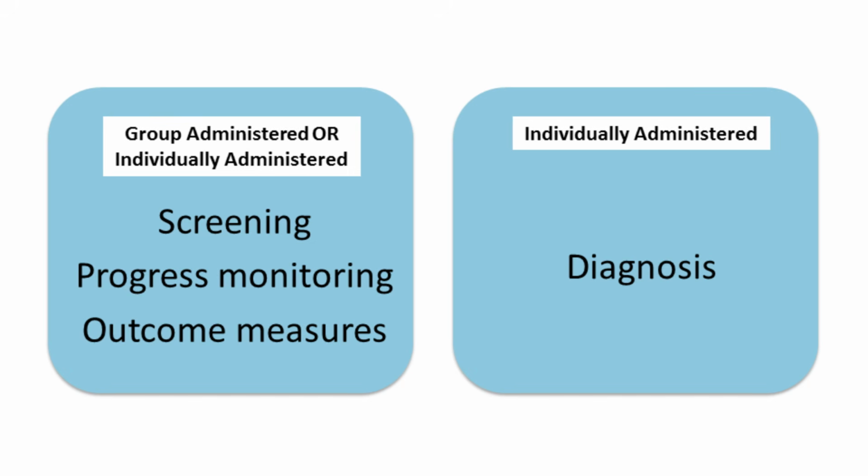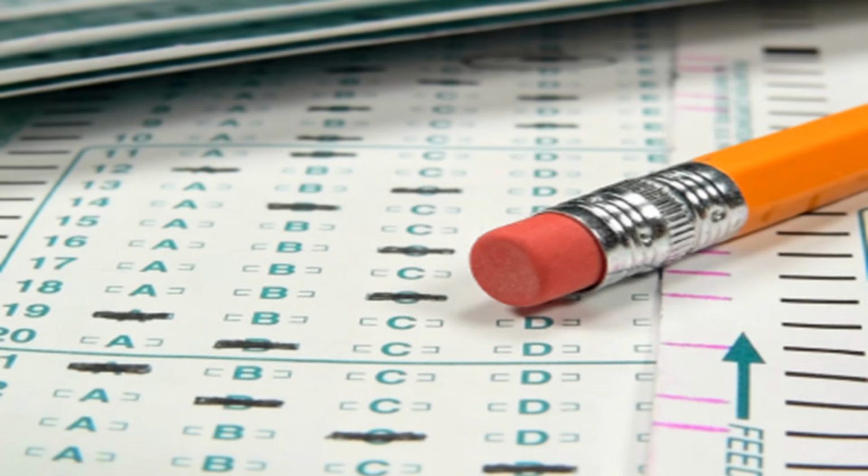Generally, screening, progress monitoring, and outcome measures can be group administered or individually administered, but diagnosis is almost always accomplished through individually administered assessment. Standardized tests of achievement are used to measure a student's performance in a given area in a way that can be considered both reliable and valid. Reliability refers to the consistency or stability of scores from a given test. Validity is the extent to which an assessment measures what it is intended to measure.